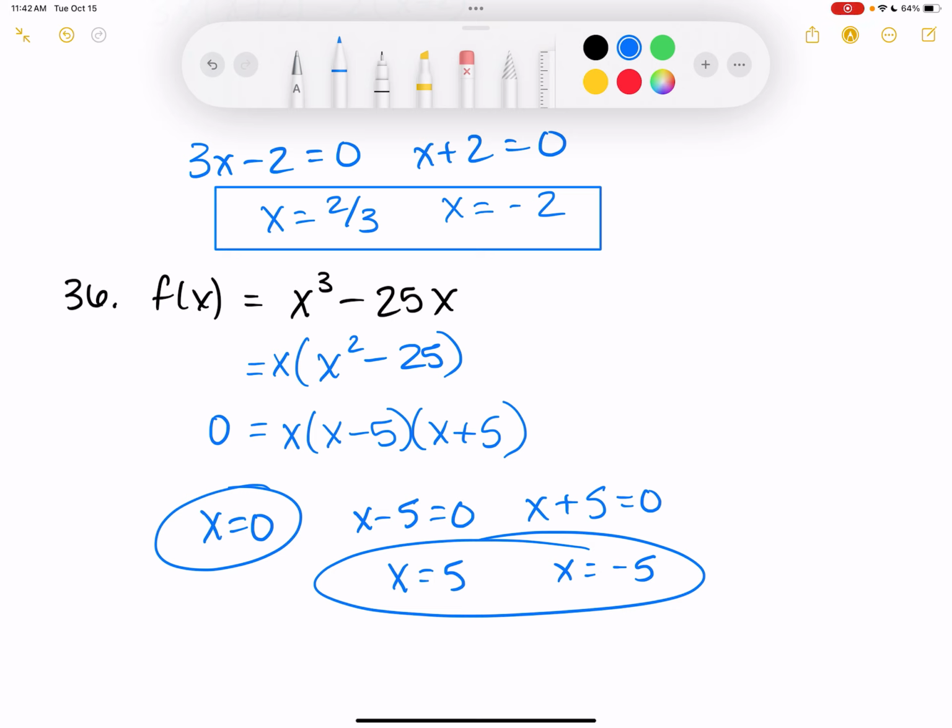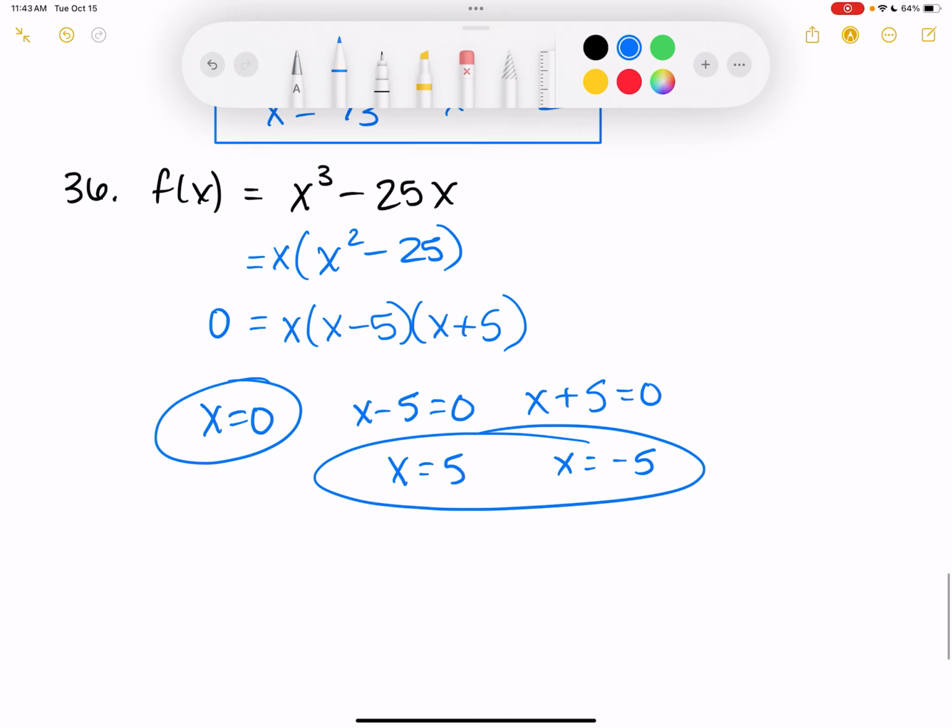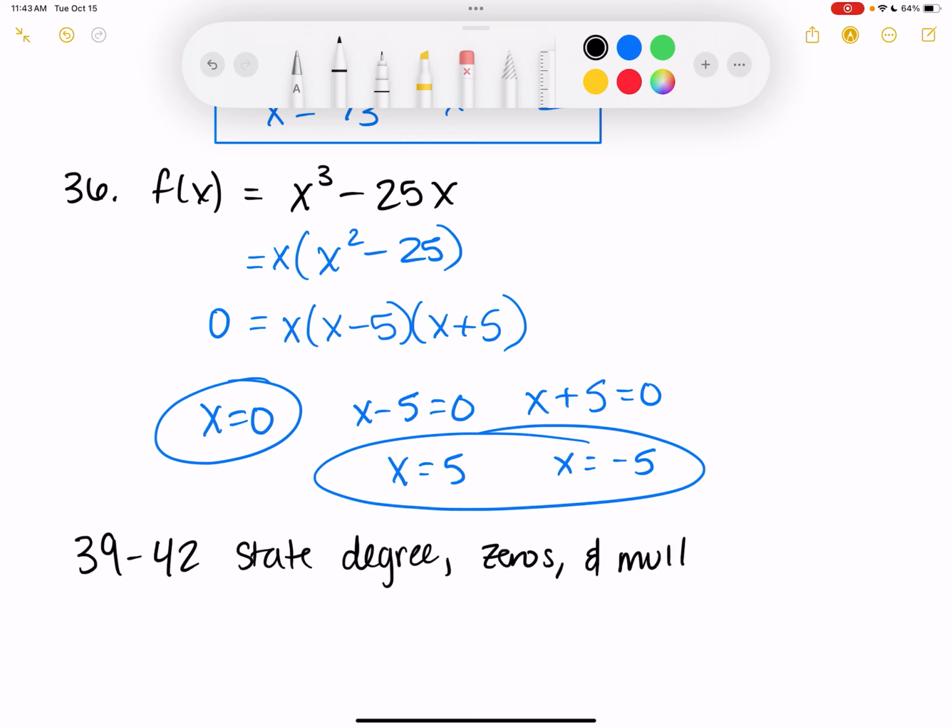All right, state the degree and list the zeros of the polynomial function. State the multiplicity of each zero and whether the graph crosses the x-axis. We're not going to do that part. We're just stating the degree, the zeros, and the multiplicity. So for 39 to 42, it's going to be modified instructions. Just state the degree, zeros, and multiplicity. We're not doing everything else it says.